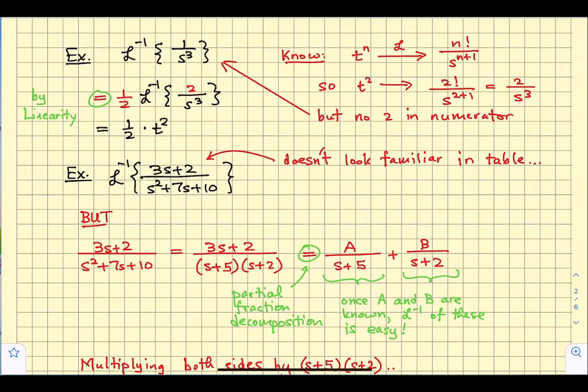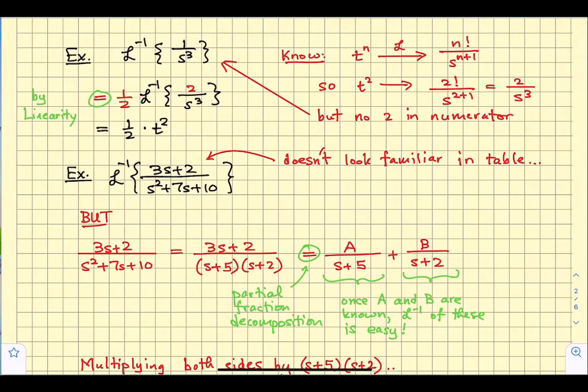2 factorial is just 2. And so this function is very, very close to this function, but notice that they don't exactly match. The inverse Laplace transform of 1 over s cubed is not t squared. The inverse Laplace transform of 2 over s cubed would be t squared. So when things don't exactly match what's in the right-hand column of your table, you need to manufacture things or try to make things match.